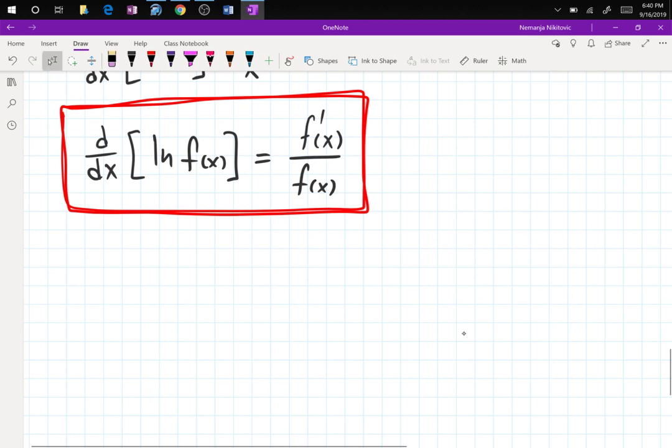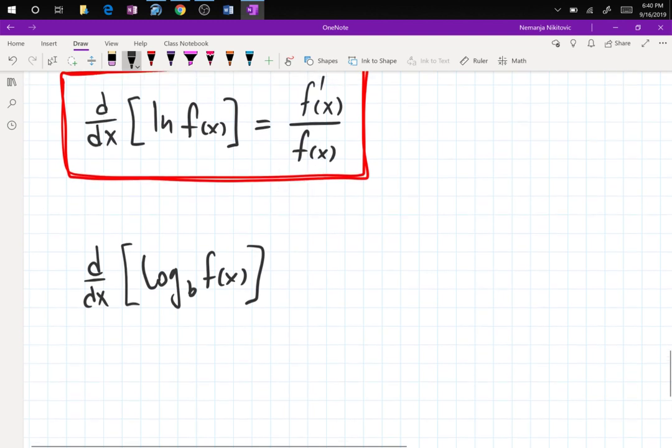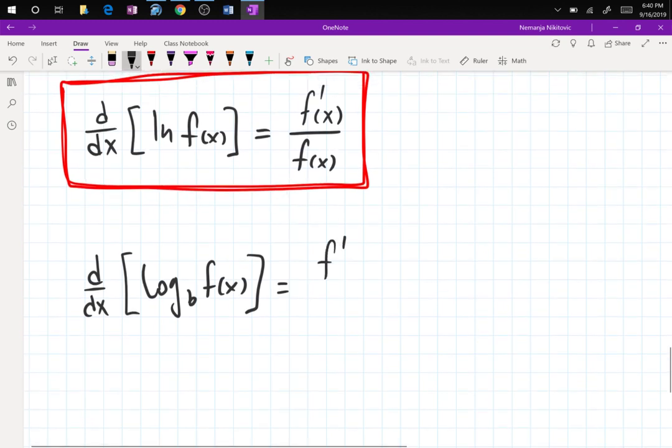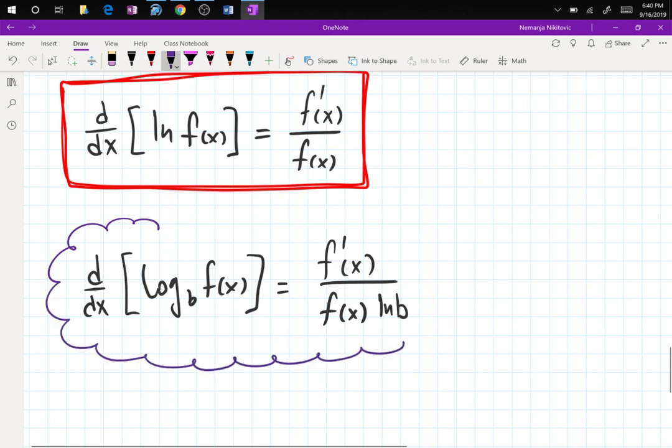So what's new in Calc 2? Well, the formula where your base is not required to be e. So we are looking into the derivative of log of any base of f of x. So that's new. And that formula is going to be f prime of x divided by f of x. See, that's the same as above. And now you just have ln b in denominator. So I'm going to put a cloud around this one, because that's your new Calc 2 formula.